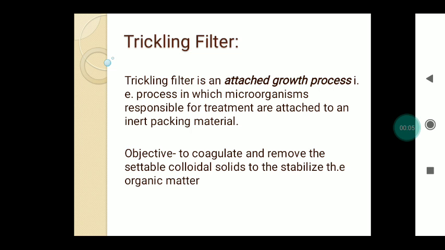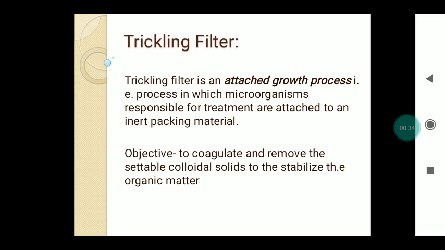Today we are going to discuss the third chapter of Environmental Engineering II, that is Theory and Design of Treatment Units. In the last lecture we discussed the activated sludge process and its advantages and disadvantages, also sludge volume index, sludge bulking and modifications in the activated sludge process. Today we are going to discuss the trickling filter, that is a secondary treatment unit.